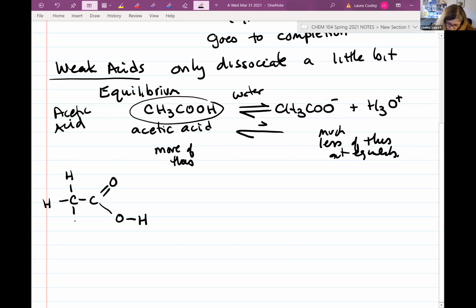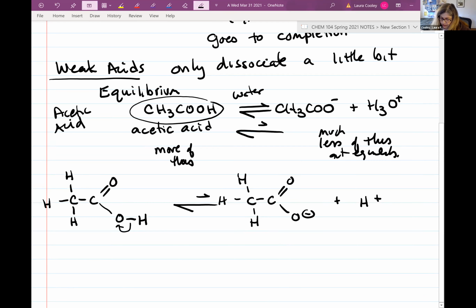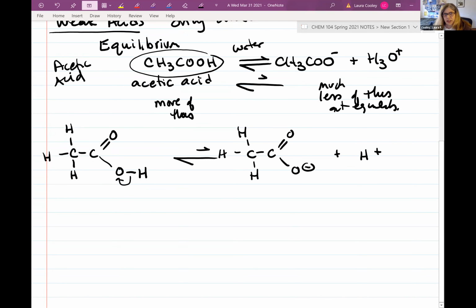So here's the CH3COOH. And the equilibrium goes to CH3, C double bond O, O negative. So the 2 electrons from here end up on that oxygen. And then you have H+. Now there are many different ways that we chemists write acetic acid, and this is one of them. This is what we call the acidic hydrogen. This is the hydrogen that is released.